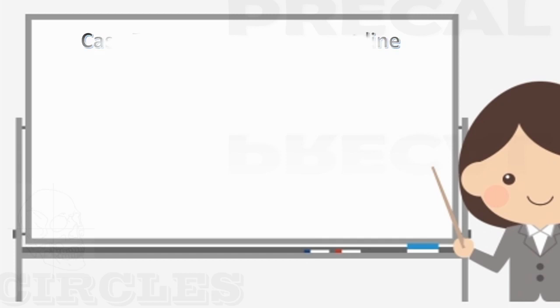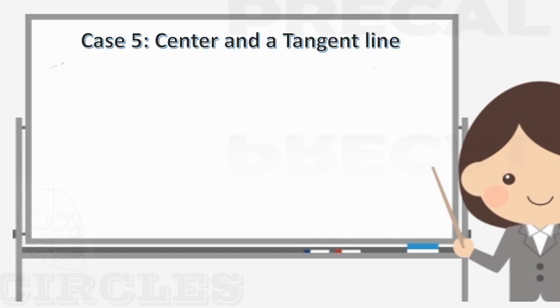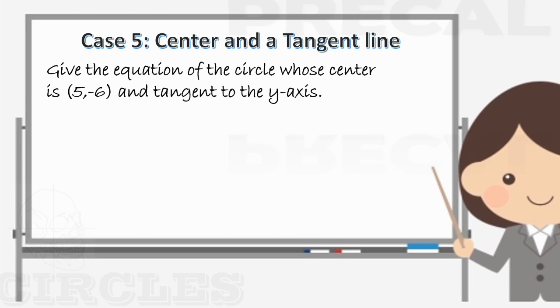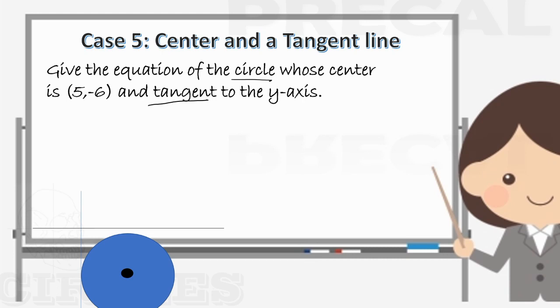For case number 5, given a center and a tangent line. For example, so ano ba yung pag sinabing tangent? So, ibig sabihin, yung circle daw ay tangent to the y-axis. Ibig sabihin, nagtatouch yung circle at a certain point with the y-axis. So, to figure it out, so, yung given natin daw ay center HK is equal to 5, negative 6. So, sa x-axis, may 5 units.